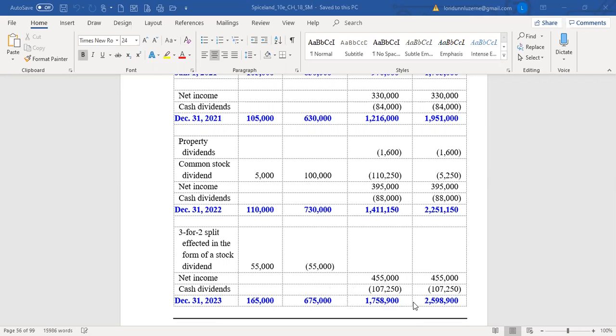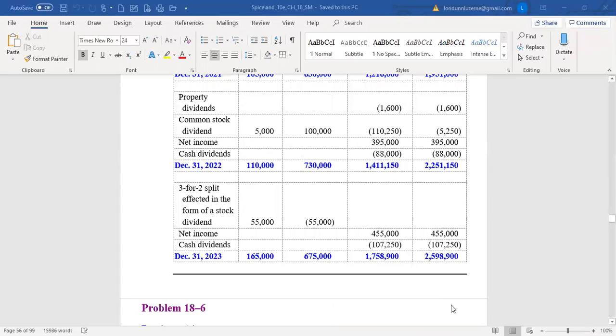Retained earnings will either be at 1,758,900, or if you're like me and record that stock dividend of 55 million in retained earnings, it'll be at 1,703,900. The key here is that no matter where you recorded this, the overall total balance in stockholders' equity will be 2,598,900. The individual columns may be different, but the total will be the same.